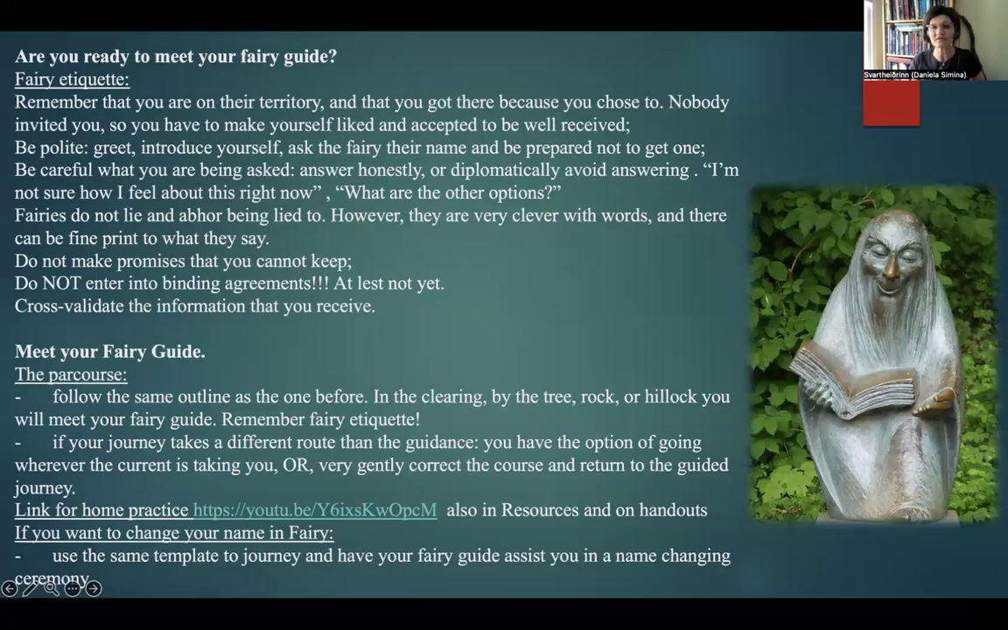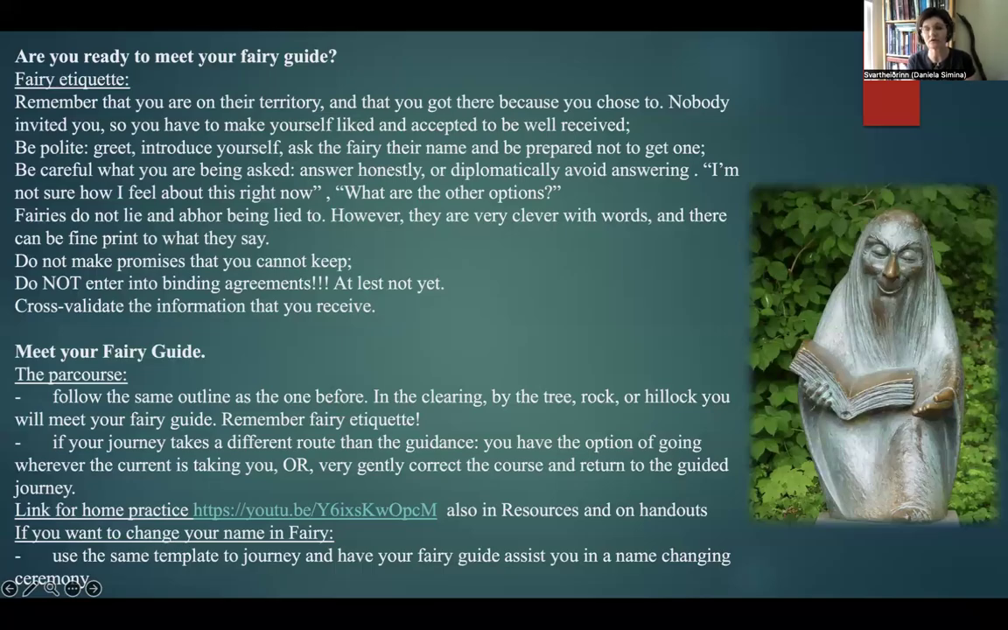Avoid answering by saying, I'm not sure how I feel about this now, so please keep this in mind. I am not sure how I feel about this now. What are other options? Fairies do not lie and abhor being lied to. However, they're very clever with words and there can be fine print to what they say. So please do not make promises that you cannot keep.